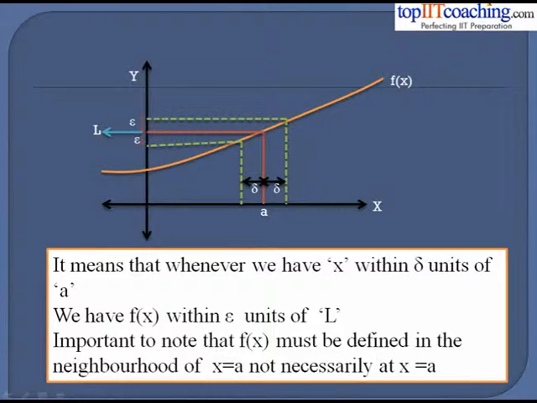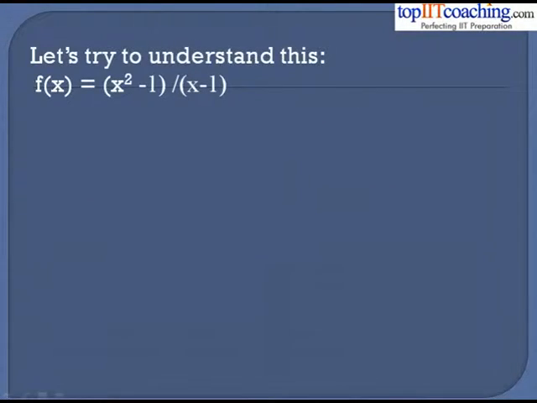Now for a limit to be defined, it is important to note that f(x) must be defined in the neighborhood of x equal to a, not necessarily at x equal to a. This is a very important point to note. f(x) has to be defined in the neighborhood of a, that is a plus delta and a minus delta. It's not necessary that it should be defined at the point x equal to a.